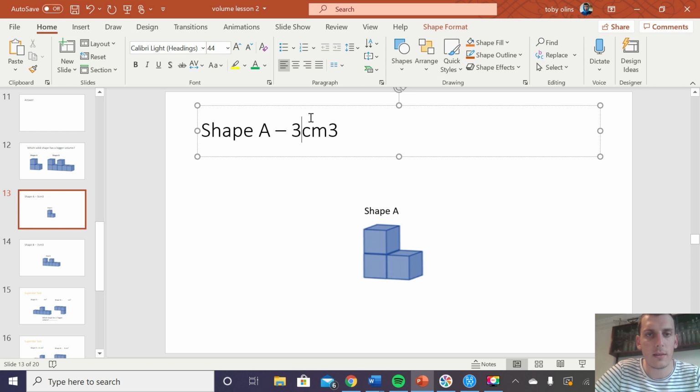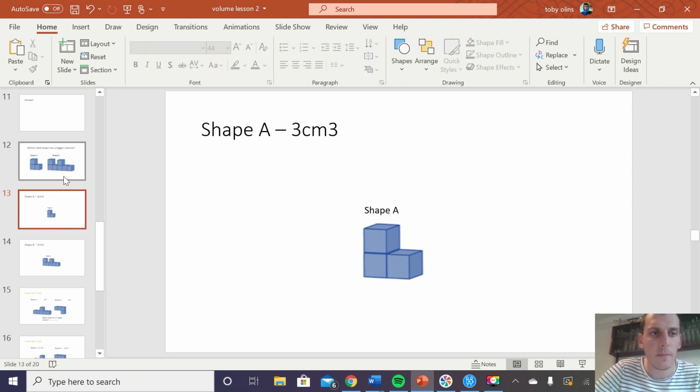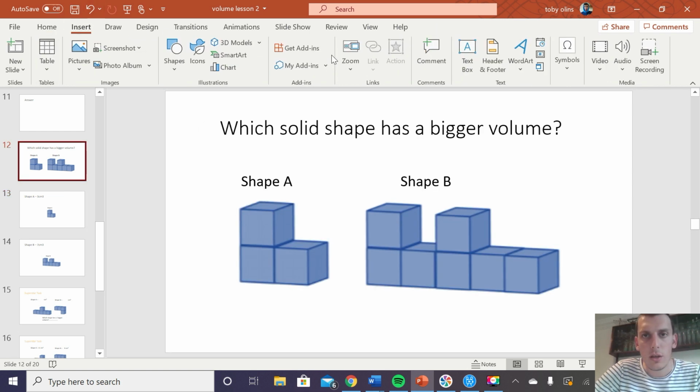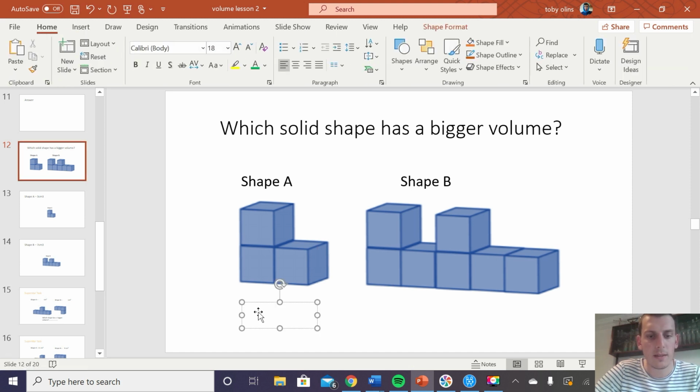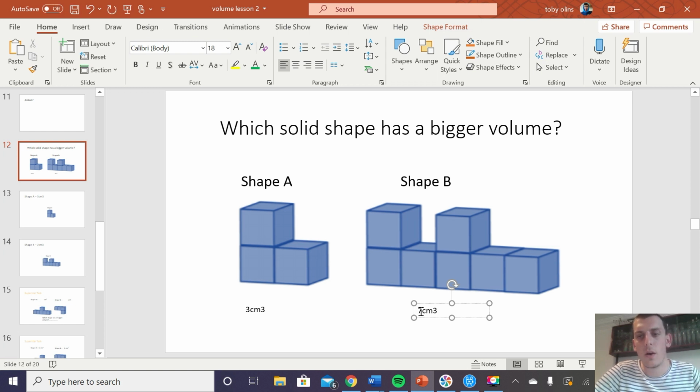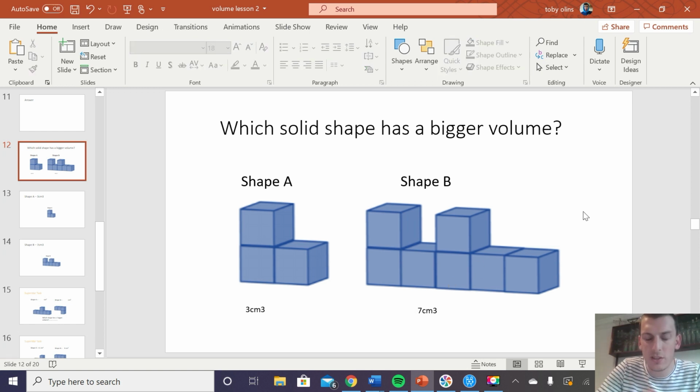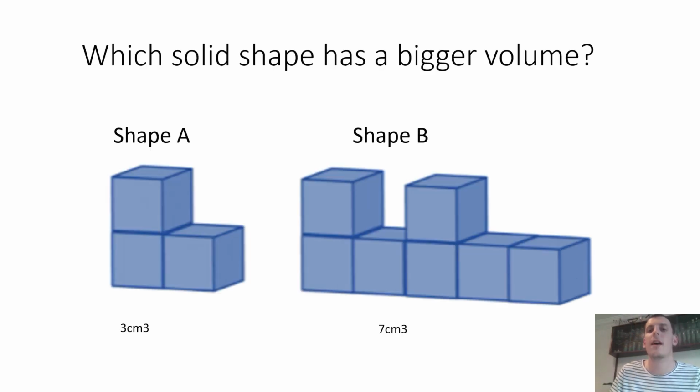Sorry guys, I'm trying to do this at the same time. So this is 3 centimeters cubed, and this one is 7 centimeters cubed. So the way to work out the biggest now is just to see which one has the biggest number, and the biggest number is 7. So shape B has a bigger volume than shape A.